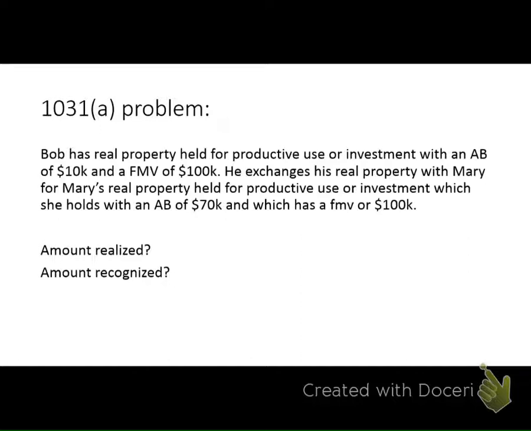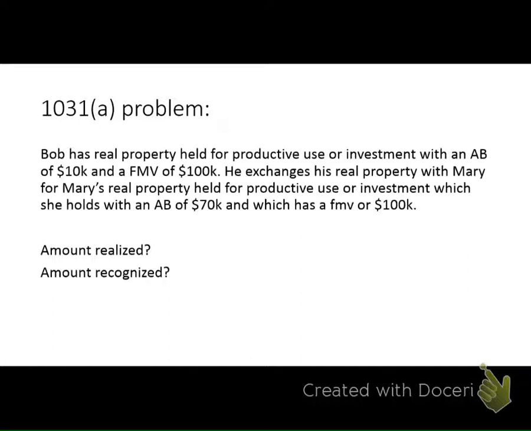So with regard to each of them, we would normally calculate the amount realized as the fair market value of everything received. We would calculate gain realized as amount realized minus adjusted basis, and then we would figure out how much we have to recognize. We know that in a 1031(a) problem, as long as it's like-kind property solely in exchange for like-kind property, we have non-recognition.